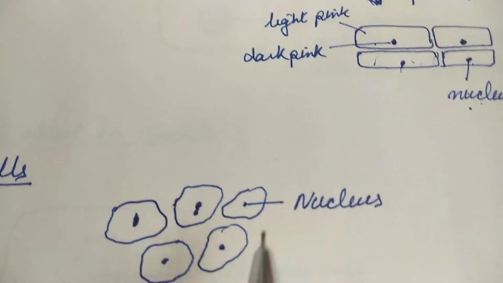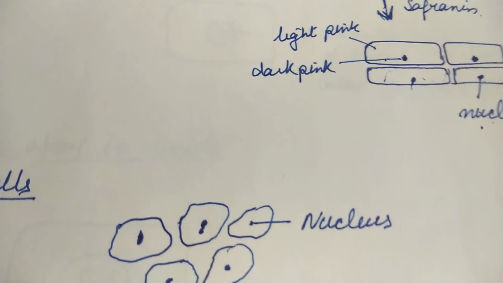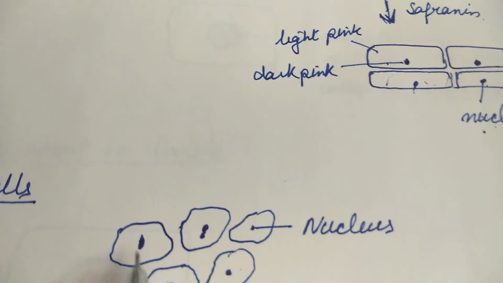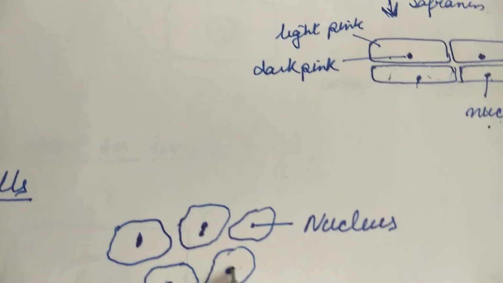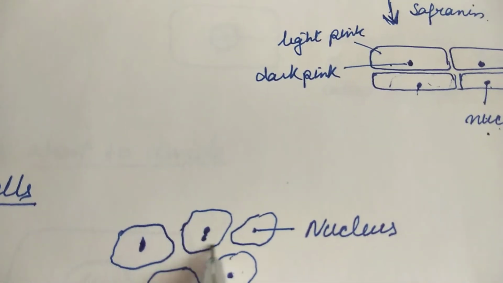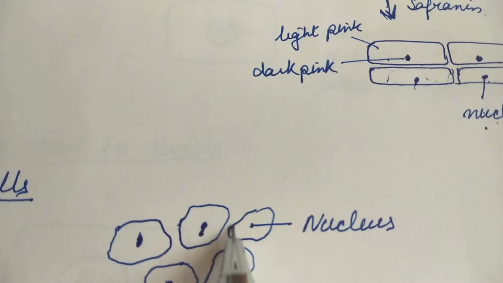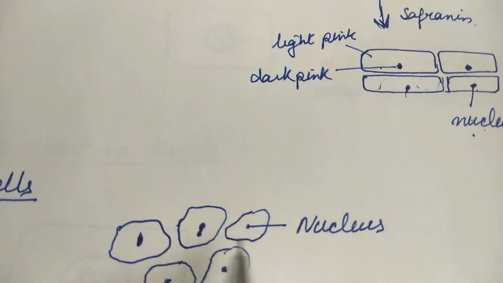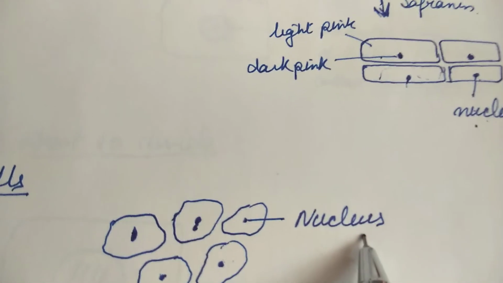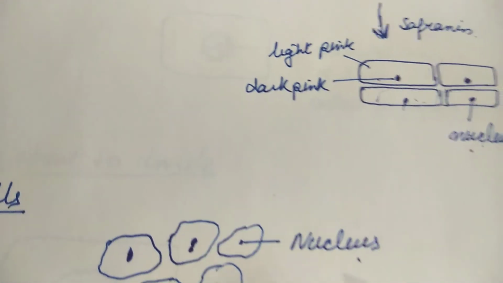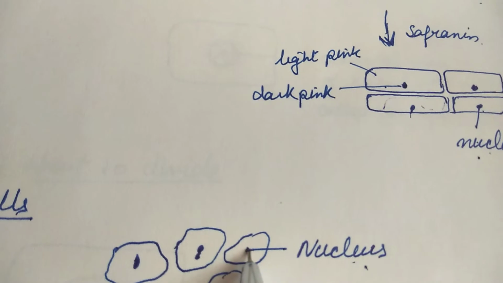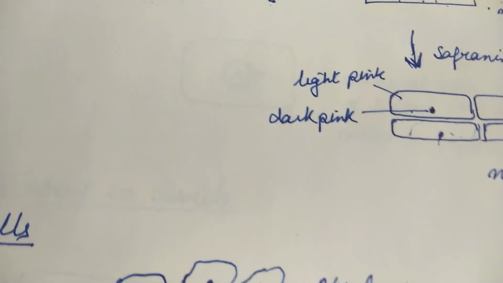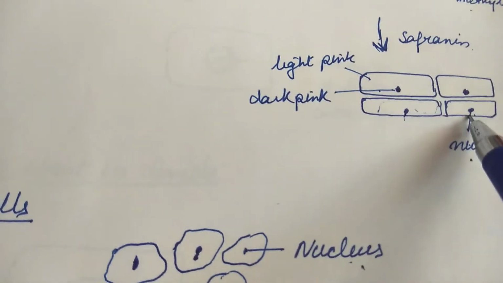Here also the cell will color differently. The center will become a dark color, a dot-like structure in the center, and the outside will be a light color. The dark-colored dot-like structure in the center is the nucleus. Clear? So in an animal cell the nucleus occupies the central position, and in a plant cell it is at the side.